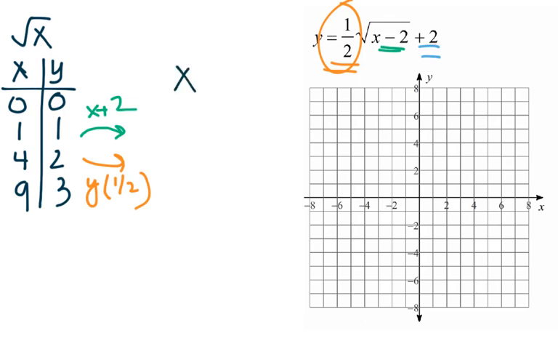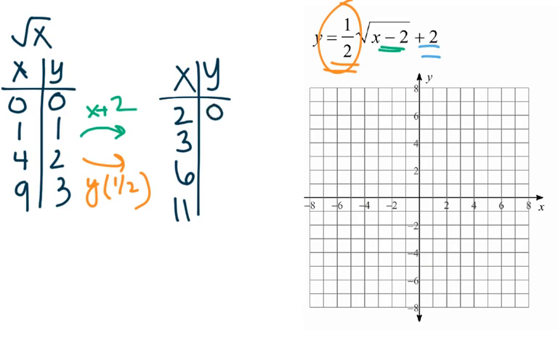So first, let's remake a table with adding 2 to our x's, right? When I say add 2 to our x's, I'm talking about the x coordinates, right? We're going to add 2 to all of them. So that'll become 2, 3, 6, and 11. My y's, if I multiply them all by 1/2, right?